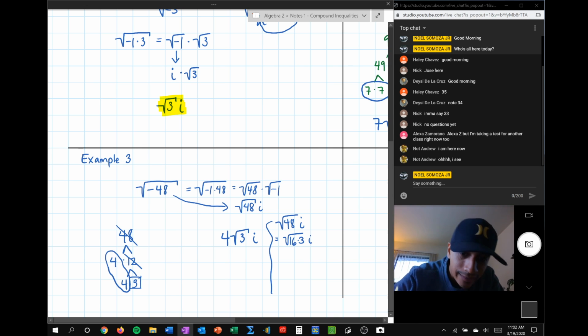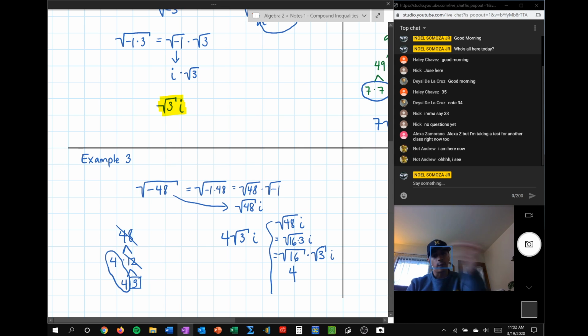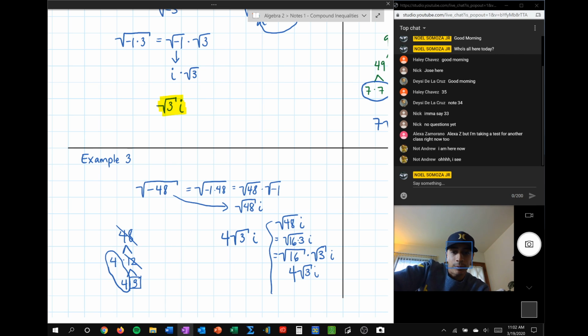Okay, now why is that valuable? Because when you take the square root of 48 as 16 and 3, it's square root of 16 times square root of 3, and then you have your i on the outside. Well, square root of 16 is a 4, right? That's why the 4 gets to come out to the outside. That's where it shows up. Okay, and then you just drop your square root of 3 and your i. Okay, so you see the two ways to do it. One is the shortcut, and then the other one shows you the math behind the shortcut. Okay, that's basically it.